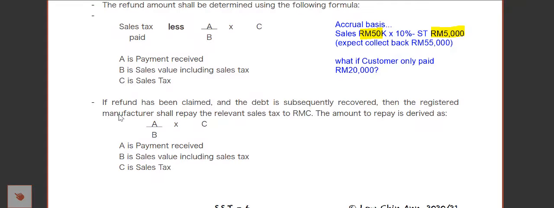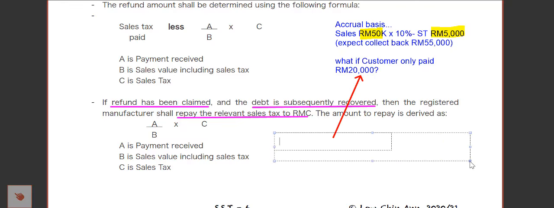Now, question is, if you have claimed a refund and then customers later pay you back, then you must also return back the relevant sales tax to the Royal Malaysian Customs, and the formula is the same. Take the ABC, that's the amount that you have to return back. Okay, so back to this. What if your customers only pay you 20,000? So how much is your refund?